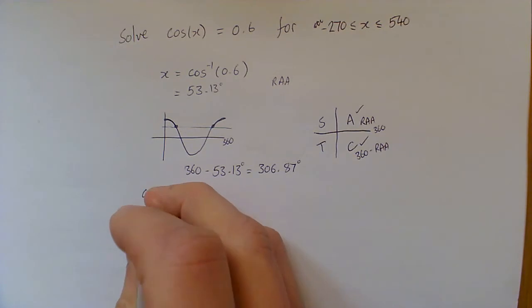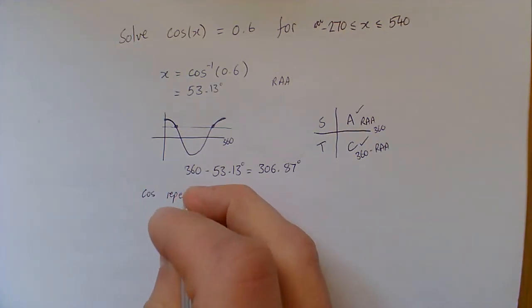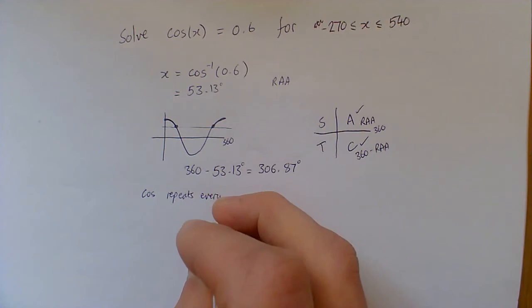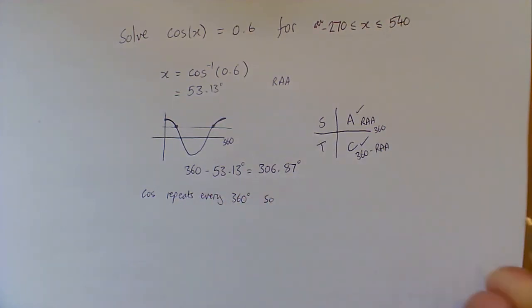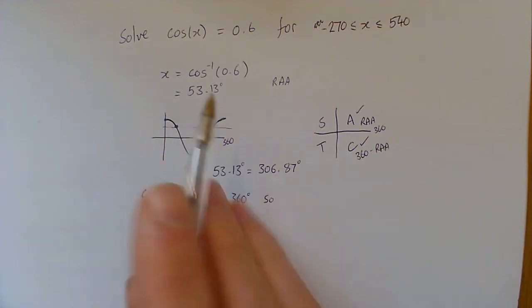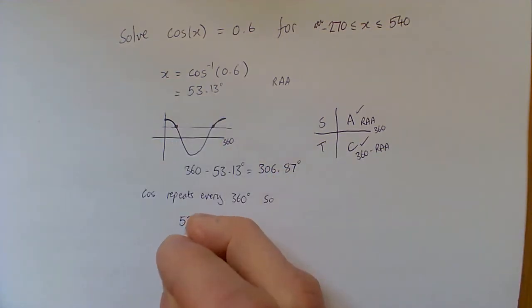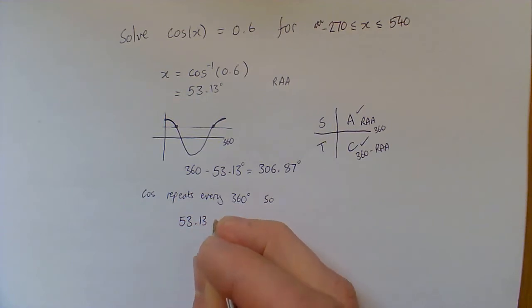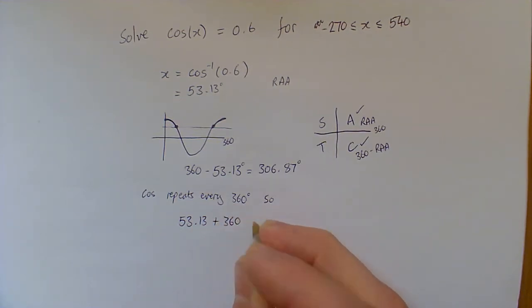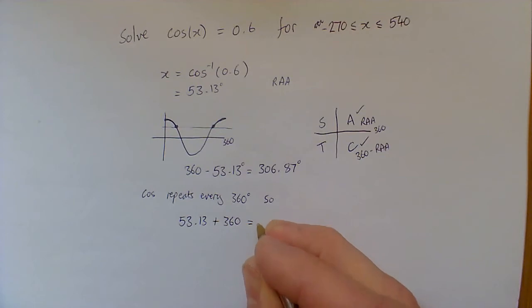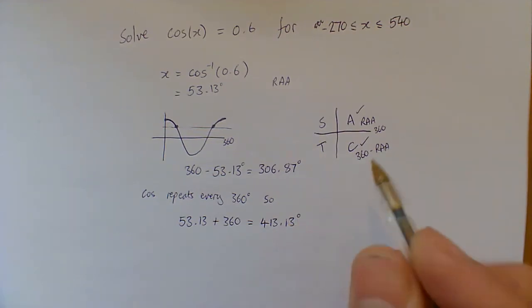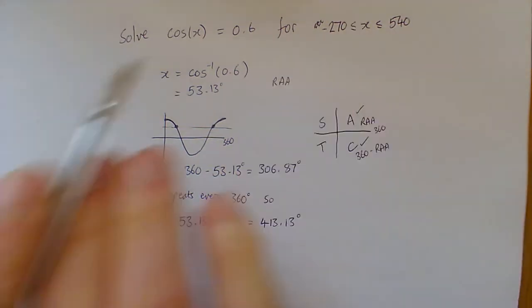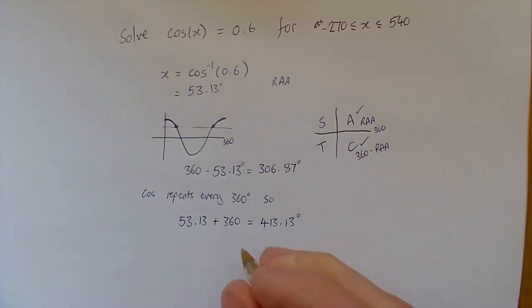So cos repeats every 360 degrees. So what have we got? Well, we could have this plus 360 degrees. So 53.13 plus 360. And we can find out what that gives us. Well, that gives us 413.13 degrees. That's fine. That's still less than 540. So that's definitely a valid value.